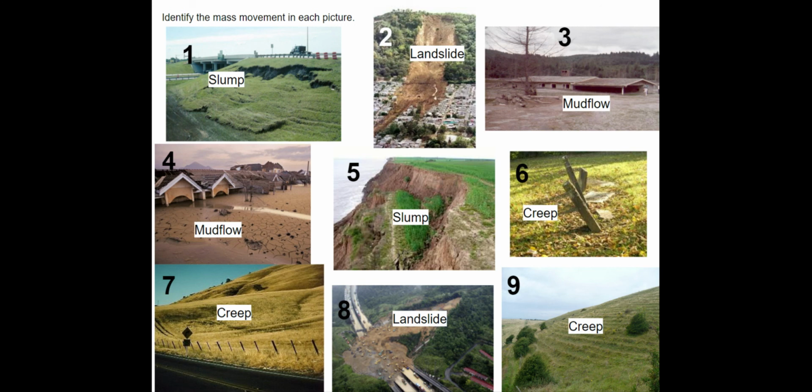Number 5, again, that mass that has dropped did not go completely down the slope of the hill. It just dropped straight down. Number 6, you can see those headstones are at a very strange angle. They were not put into the ground like that. Number 7, showing the fence posts also because of creep has been shifted. Number 8 is a landslide.